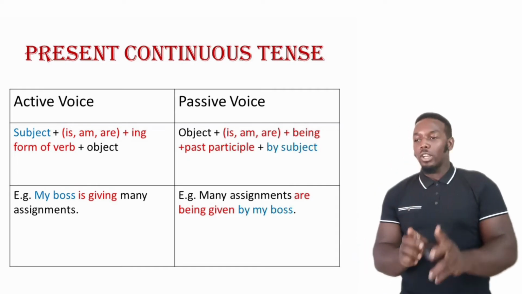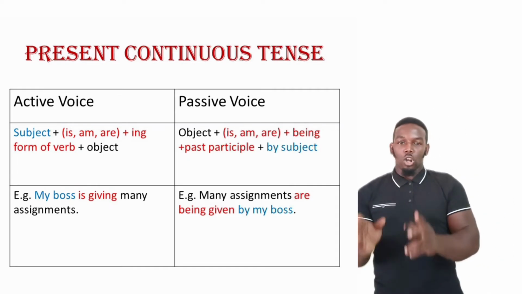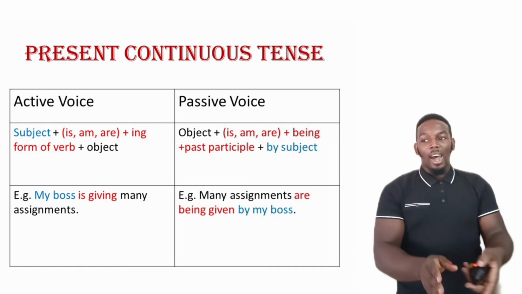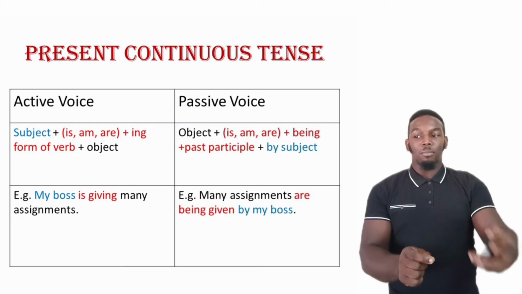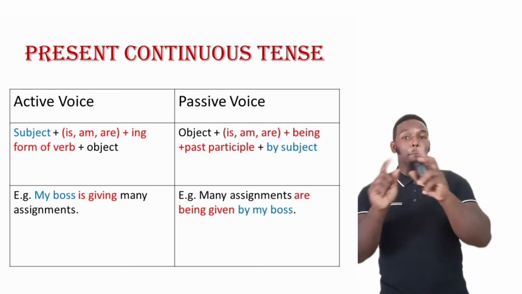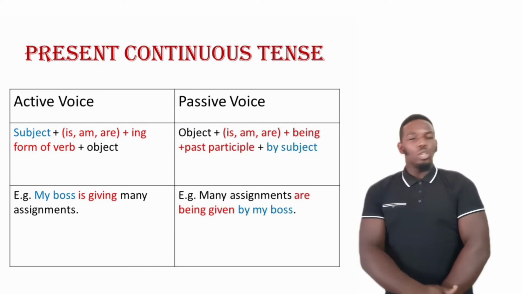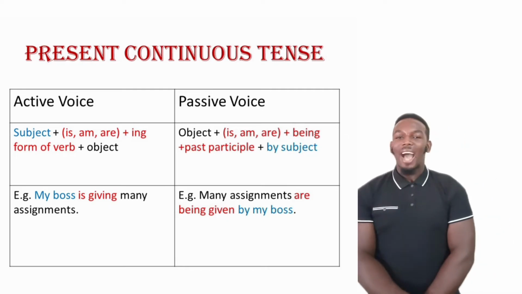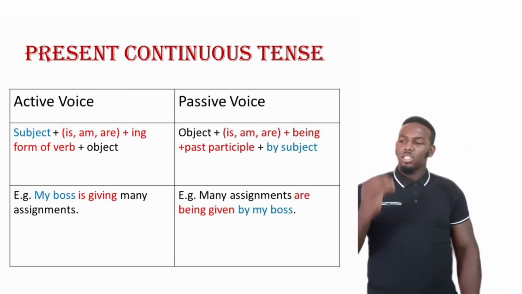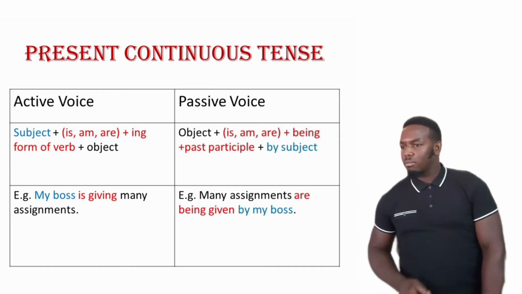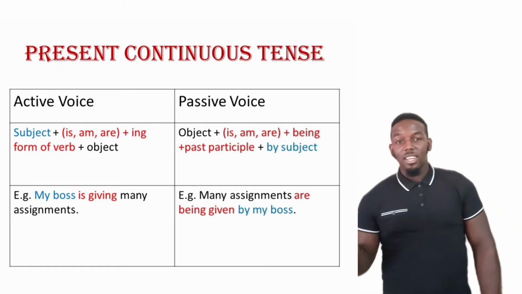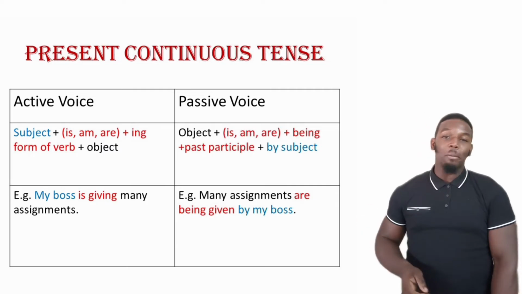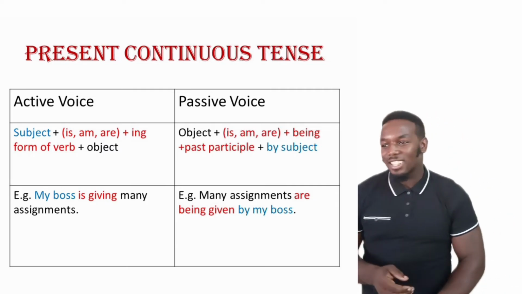Now the passive voice would look something like this. The structure: object, then is, am, are, followed by being, followed by the past participle of the verb, and then by and subject. So it would look something like this. In the active voice, my boss is giving many assignments. Now, passive voice, many assignments are being given by my boss. You get the gist of it? So let's move along.